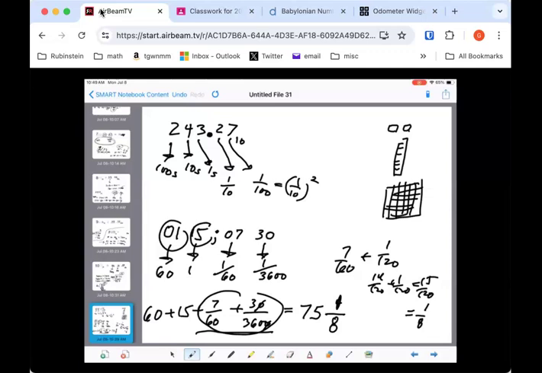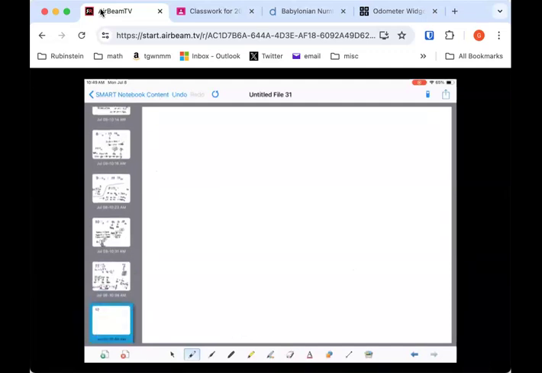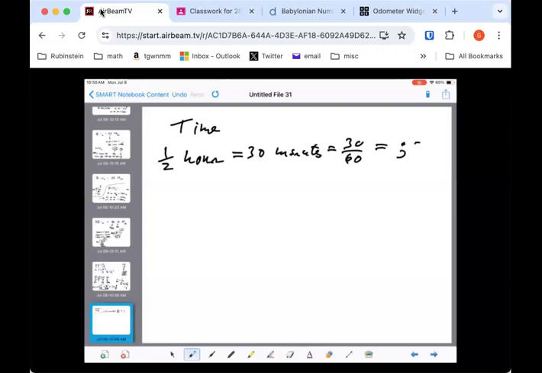So now, that's kind of surprising. Surprising way to write 1/8. You see, in time, when I say a half hour, well, that's the same thing as 30 minutes, which is the same thing as 30/60, which in the base 60 world looks like that.